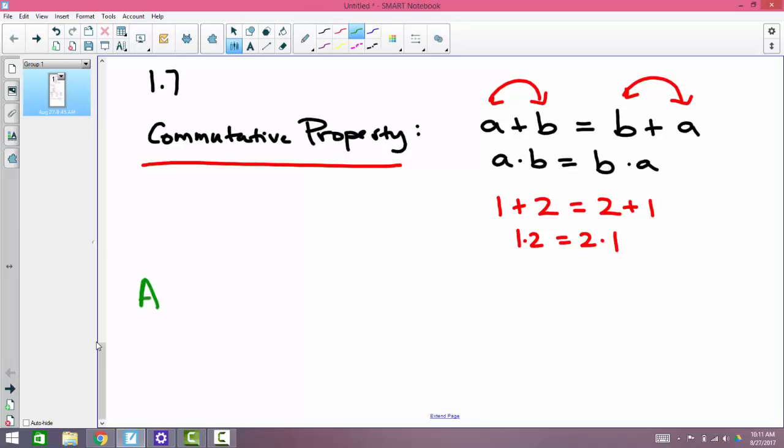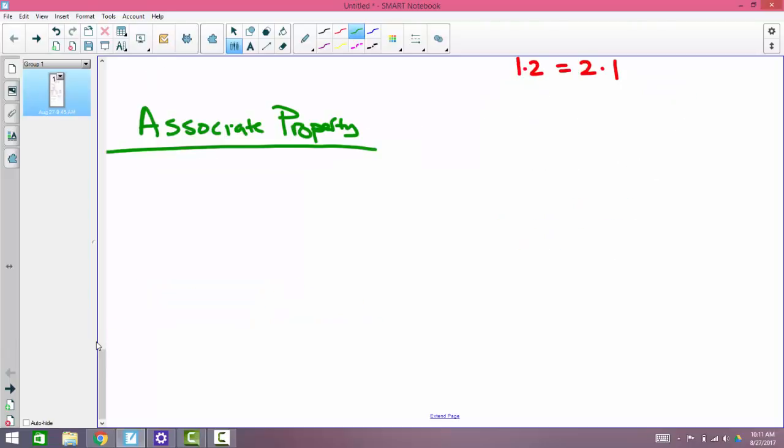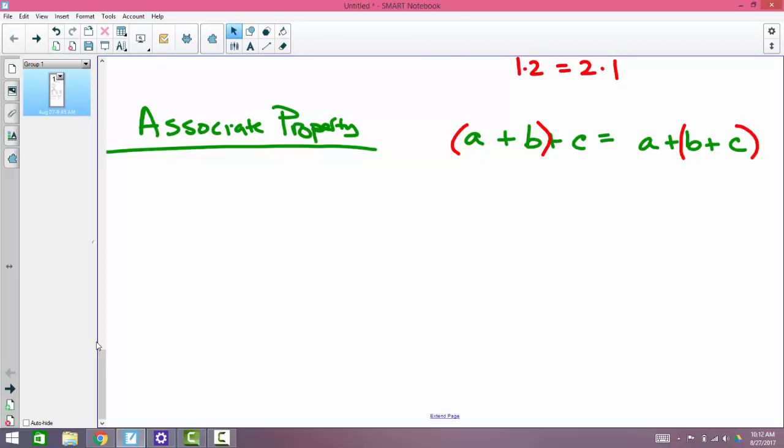Associative property is whoever you associate yourself with is kind of what you become. So this time you're going to have 3 terms, and again, this is with addition or multiplication. And if you 3 peeps are friends, it doesn't matter if you group the A and the B or if you group the B and the C. Your association is going to be the same because essentially you're all associated together.